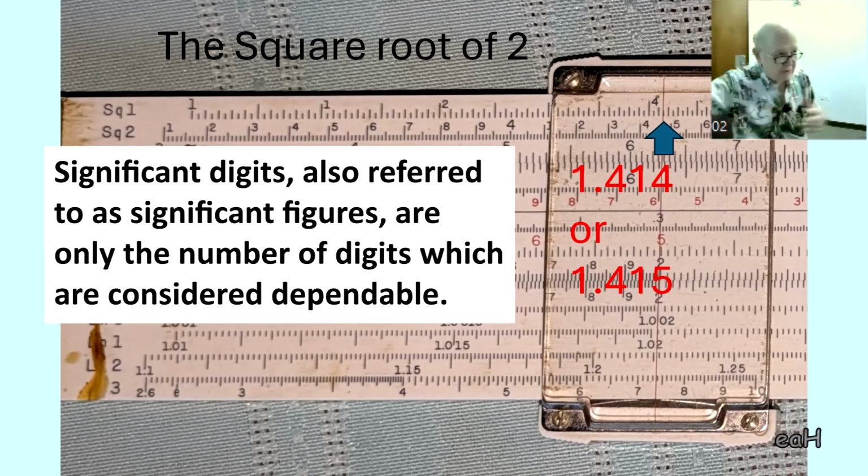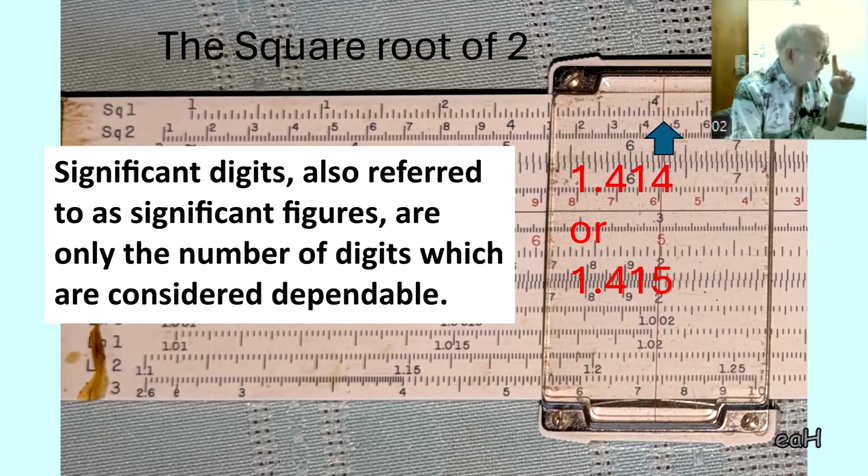Even if you got all of those other numbers at the end, they really aren't significant. They're the numbers that you probably are pretty good on. For instance, on this one, you know that 1.41, we're pretty sure about that. We don't know about that 4th one. Is it 4 or 5?